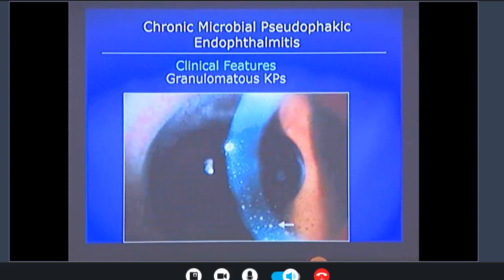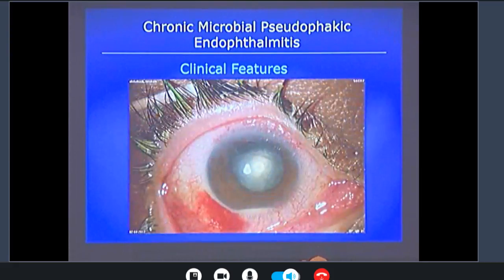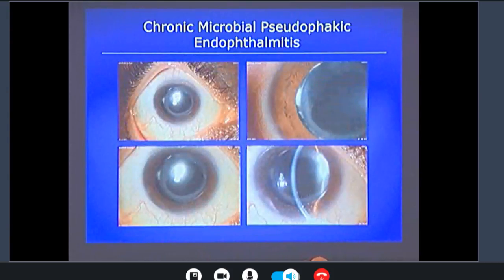And this is an example of the mutton fat keratic precipitates, hypopyon. This is another patient that I managed some years ago with hypopyon and fibrinous material. And this is another patient. This is a classic case.